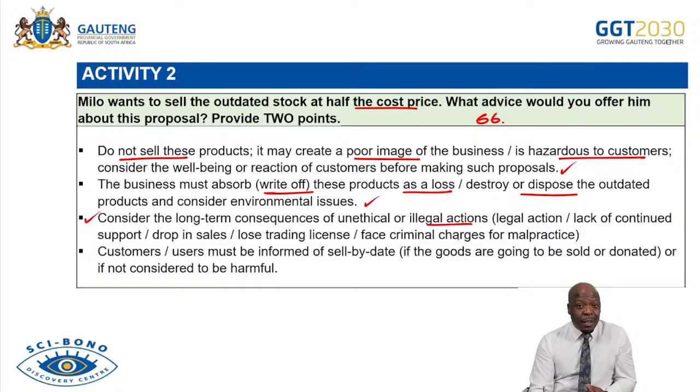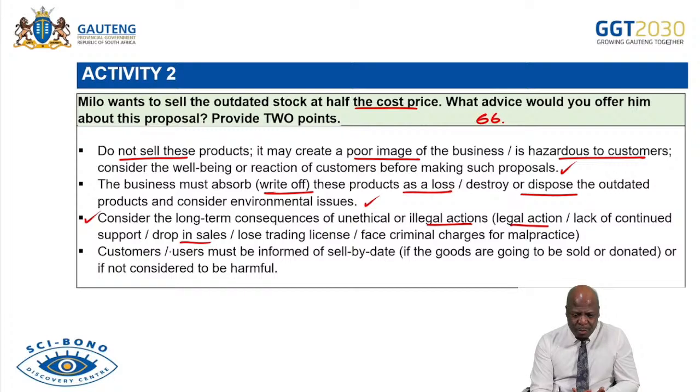And he must take into consideration that once the customers find out, there will be long-term consequences on the business, such as legal action. Lack of continued support from customers because trust is no longer there. They know that if they come by, they may buy expired products. There will definitely be a drop in sales once customers no longer trust the business. He may lose his trading license, and there is a possibility of criminal charges for malpractice.